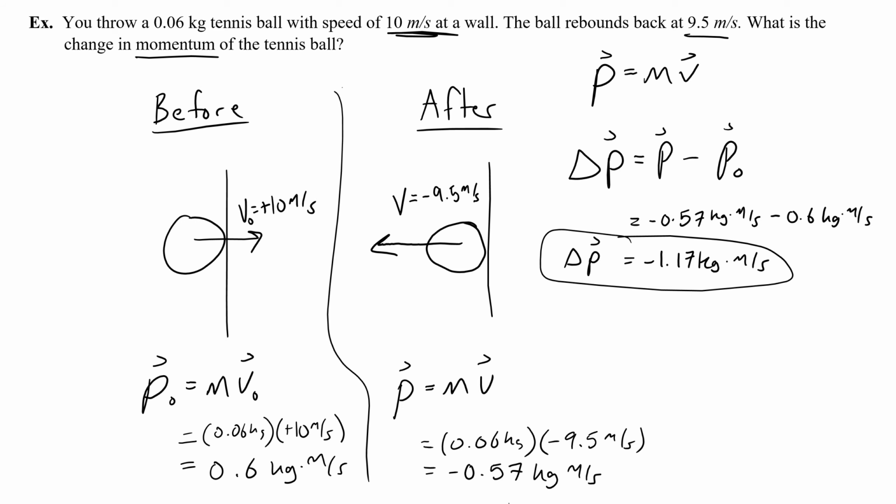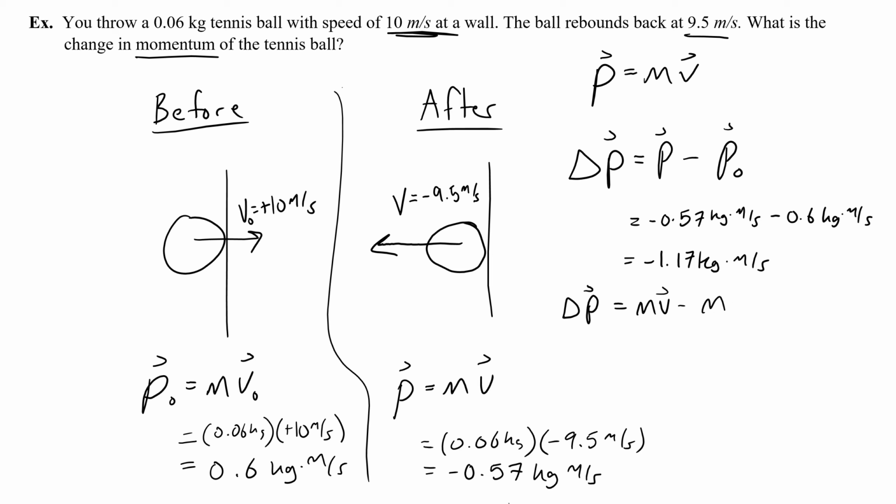Okay, here I also want to point out that you could solve this problem a little bit differently. Instead of finding the momentums, you could do this all in one swoop by saying the change of momentum is p minus p naught, or mv minus mv naught. Now notice that the mass is the same in both terms, so you can factor it out.